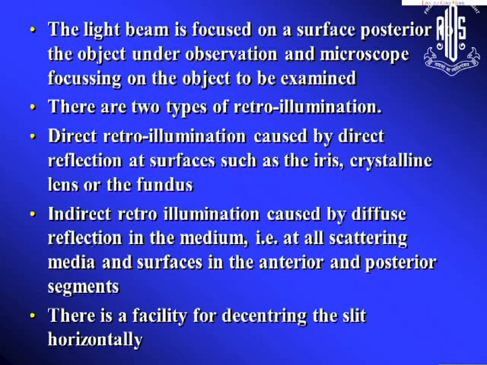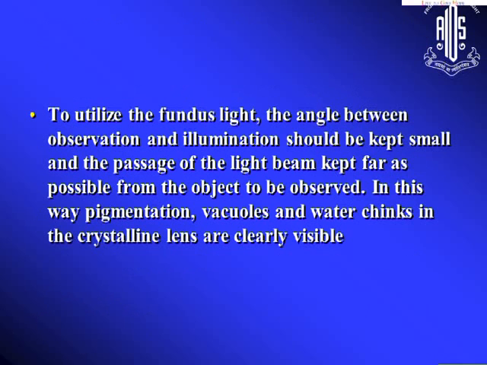So that was the fundal glow. You can also get retroillumination from the surface of the iris or from the lens. When you utilize the fundus light, the angle between observation and illumination should be kept as small as possible. You can't keep them exactly the same, but more or less it will be close to zero. And wherever the pathology you want to see, the light illumination system should go away from there. If you are a little away, you will get a better observation of the various pathologies.